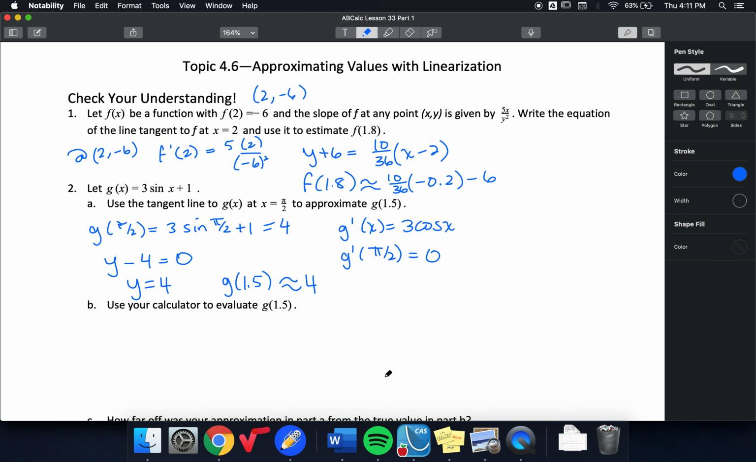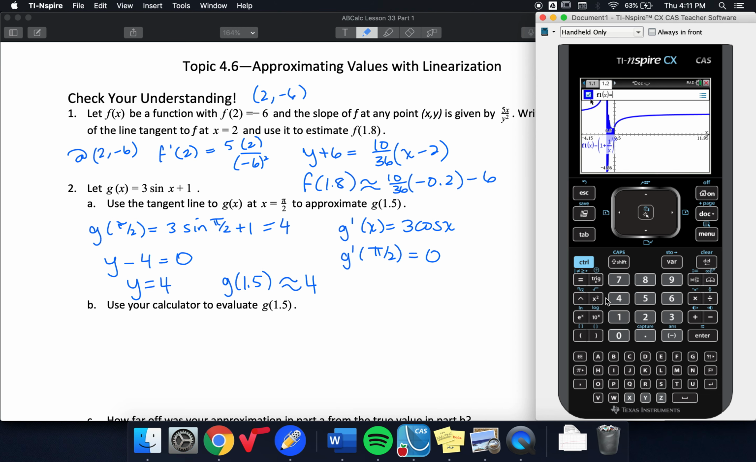So now it says use my calculator to find g of 1.5, so let's do that. Come back to my calculator page. Let me clear everything out. So I'm in radians, that's good. 3 times sine of 1.5. Let's close the parenthesis, and then add 1. I get 3.992.